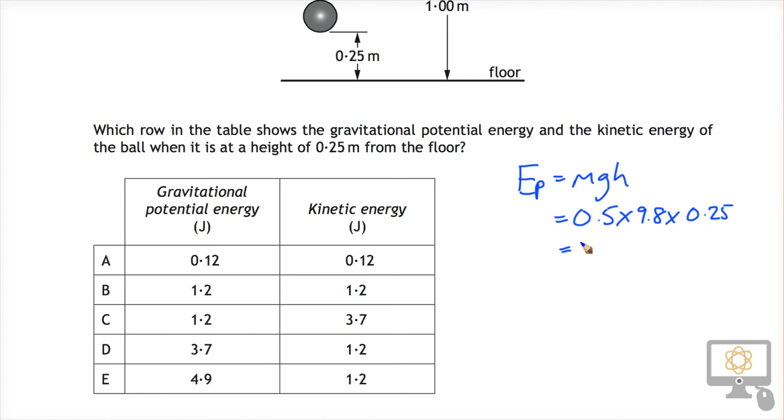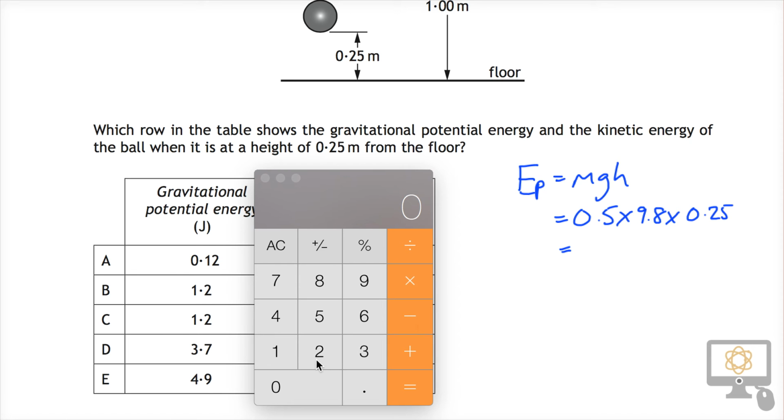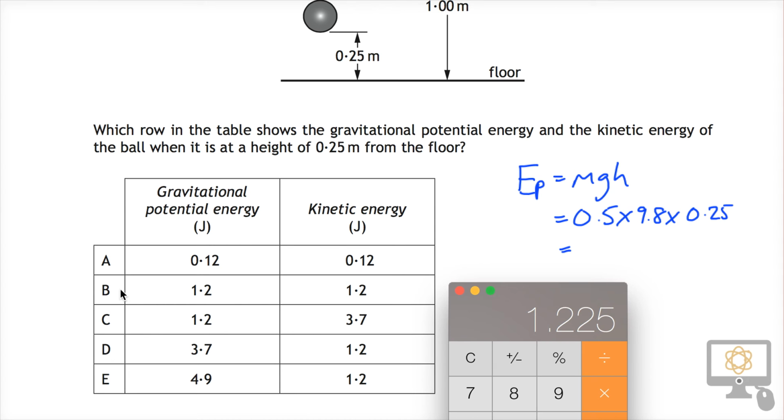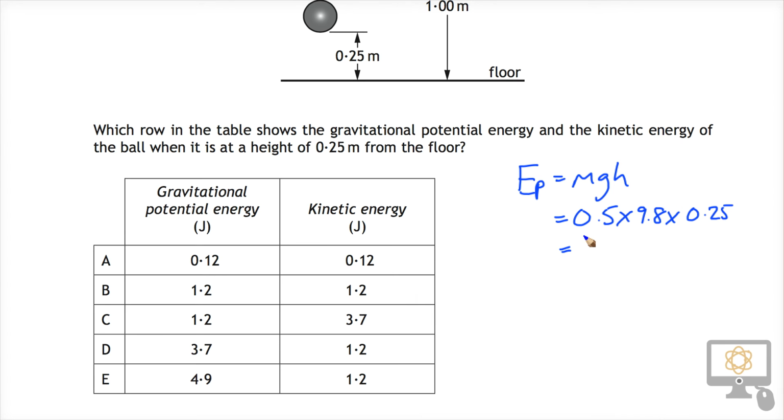We can just do the calculation now. I've brought the calculator up here. So we've got 0.5 times 9.8 times the height of 0.25 equals 1.225. So that means the answer is either going to be B or C. We'll just write that in here, 1.225 joules. So the answer is going to be B or C.